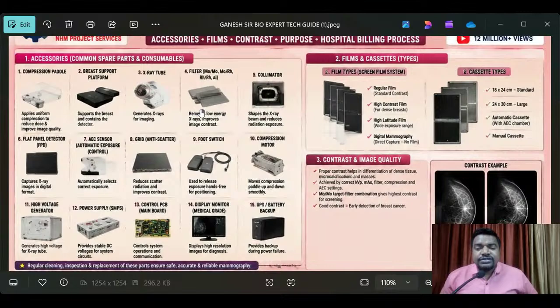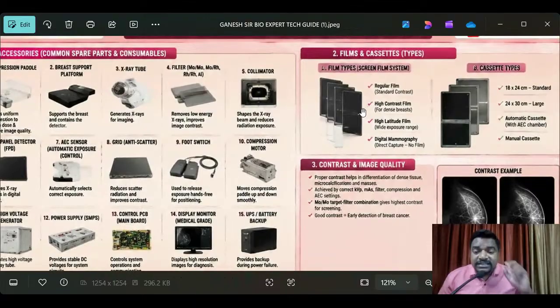Like my sessions, and see, regular cleaning, inspection and replacement of these parts ensure safe, accurate and reliable mammography. Okay, these are the things. Proper explanation is important, and proper preventive maintenance is important. If you do the service excellently, then the equipment lifespan is going to increase, and we can give the best performance, and we can attract more patients. Because if you give proper accurate results, definitely everybody will want to join your hospital. Yes, that is the high equipment technology. I hope you got it.